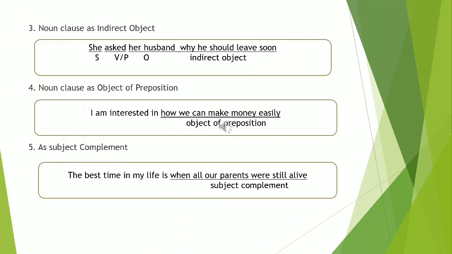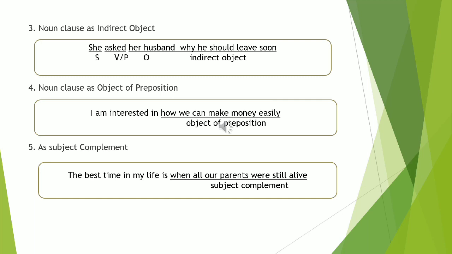The third one is noun clause as indirect object. Let's see the following sentence. She asked her husband why he should leave soon. Why he should leave soon is a noun clause which functions as object or indirect object, because the direct object is her husband.